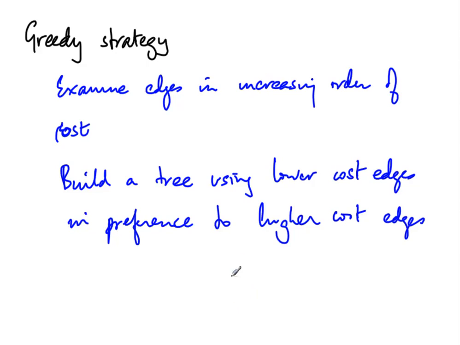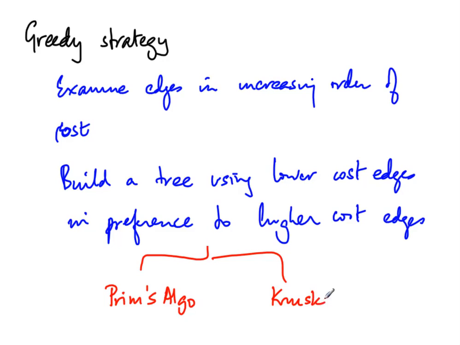Now, exactly how to implement this strategy is not clear, and it will turn out that there are at least two natural ways to do this, and this will give us two very common algorithms for this. One algorithm is due to Prim, it's called Prim's algorithm, and the other one is due to Kruskal, and it's called Kruskal's algorithm, and we will see both these algorithms in detail later on.